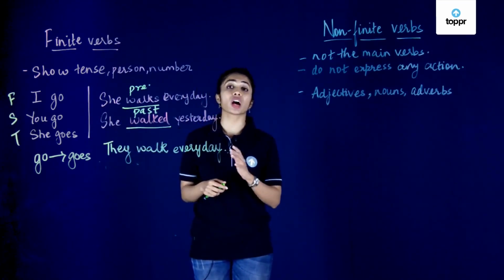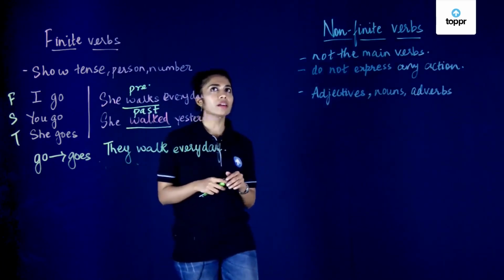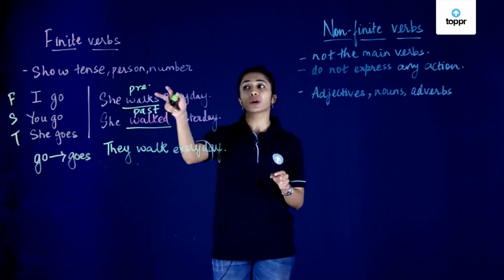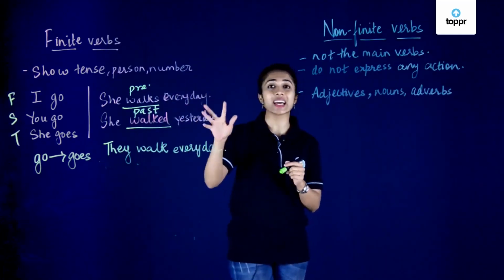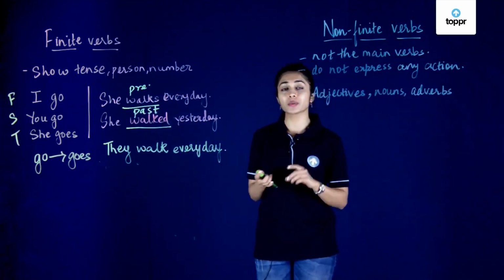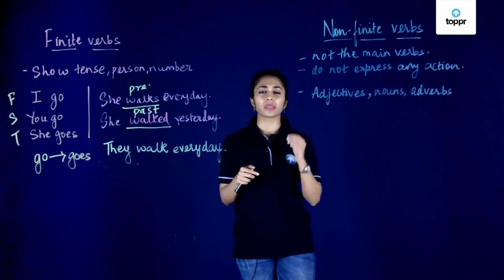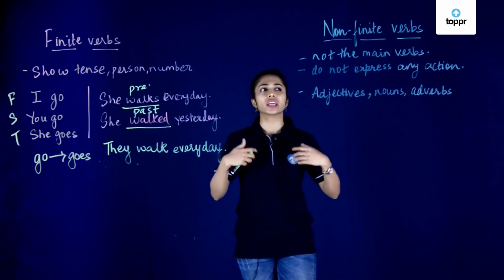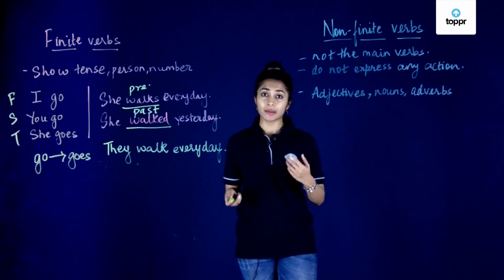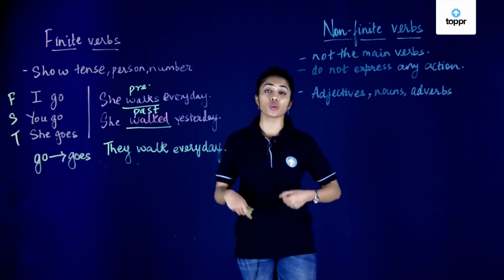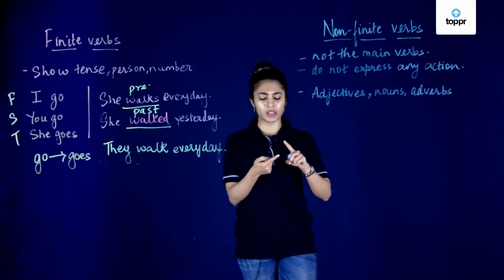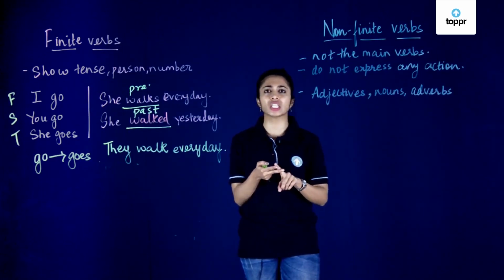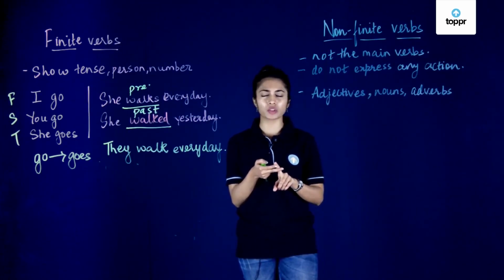Now let's look at what are non-finite verbs. Well, non-finite verbs do not show tense, person and number. They are like the exact opposite of the finite verbs in that way. So what are they? They are not even the main verbs of the sentence. So when I say main verbs, they do not express any actions, because that is the main role of a verb, right? They denote action. So non-finite verbs do not show tense, number or person. They do not denote any action and they are not the main verbs of a sentence.